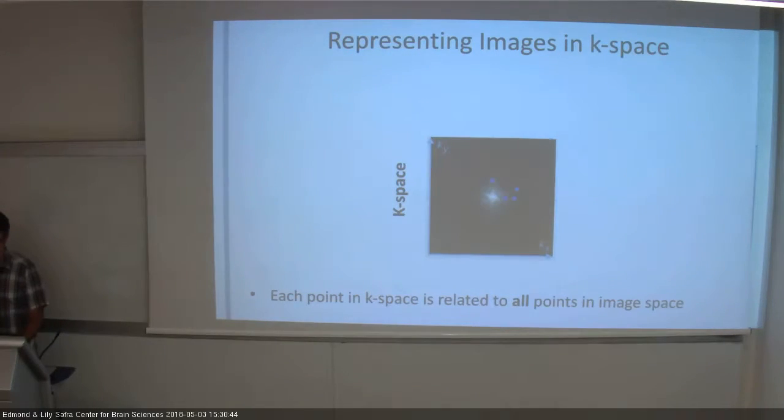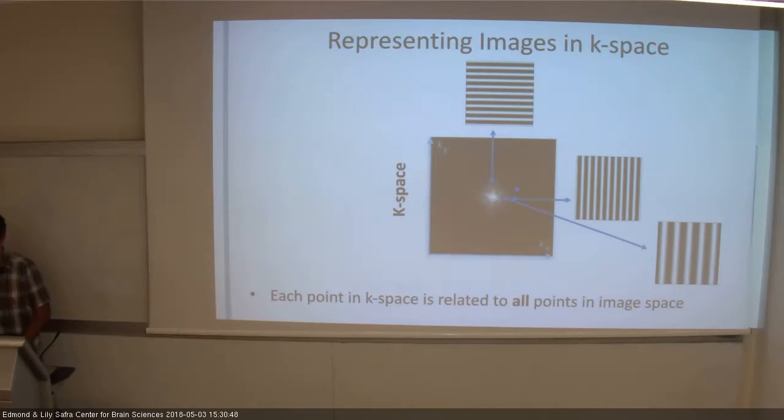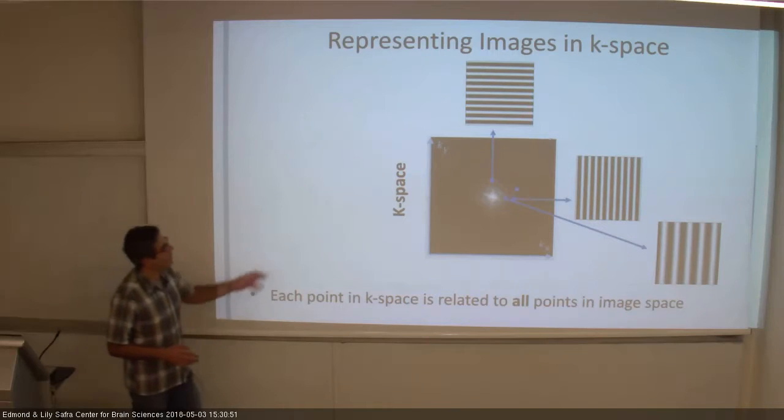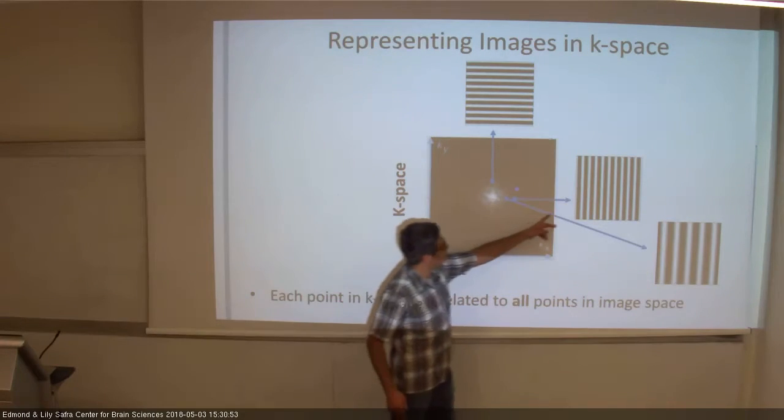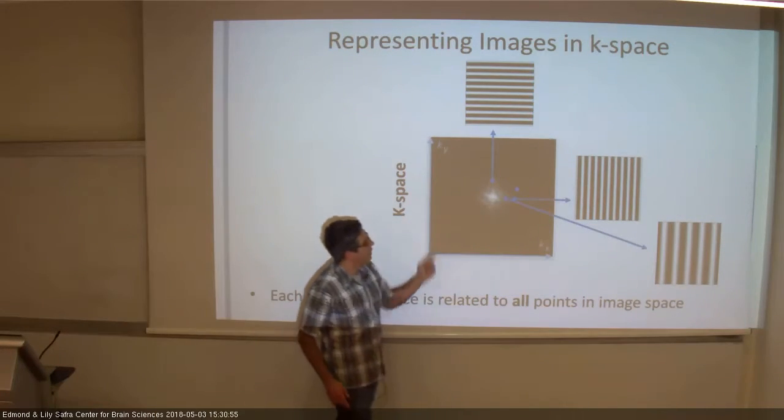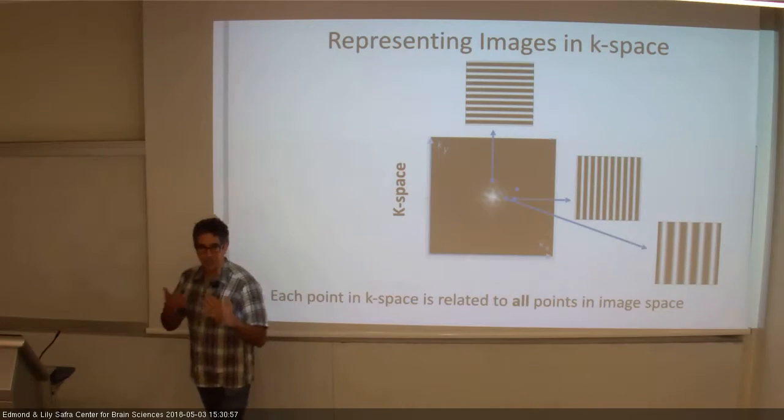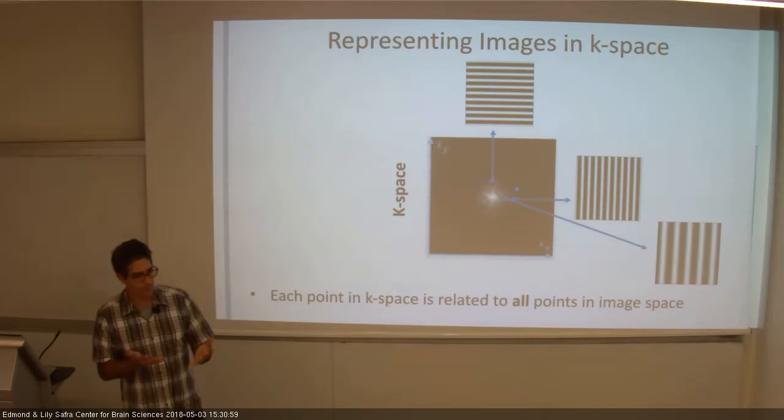So each point in K space, again, I'm just saying the same thing, is this kind of 2D description of a frequency. And we need them all. We need the weight of each of them in order to generate an image.